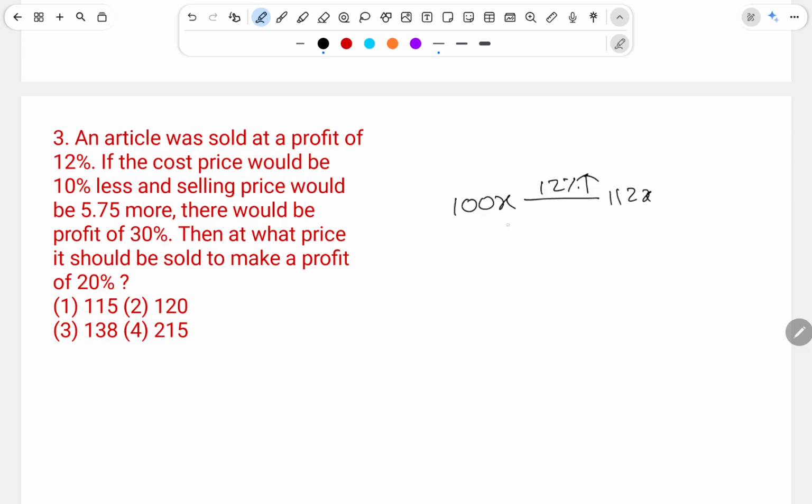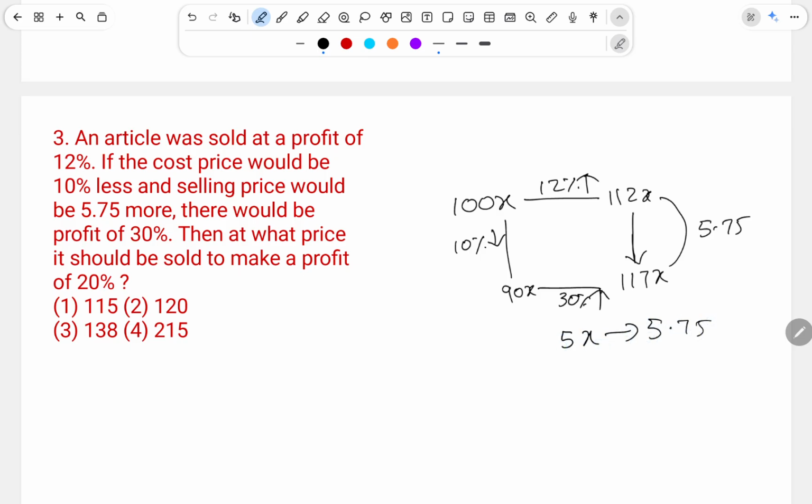If the cost price would be 10% less, then it should be 90x. And selling price would be 5.75 more, there would be profit of 30%. Means on this, if there is 30% profit, what is 30% of 90x? 27x. Means 90x plus 27x is 117x. So there should be 5.75 more in selling price. If it is given 5.75, in terms of parts, how many? 112x to 117x, it is 5x. 5x is 5.75.